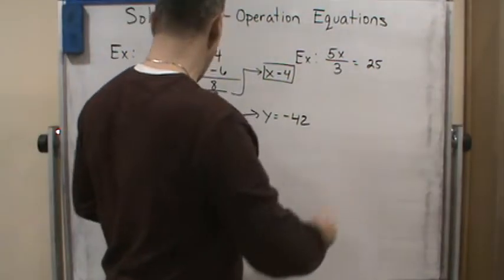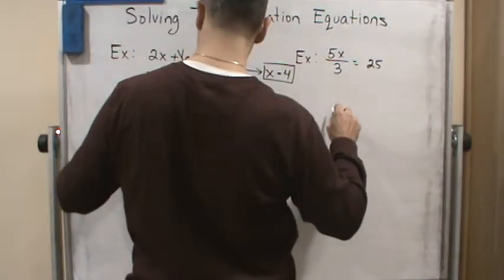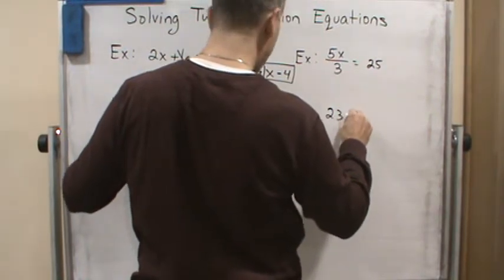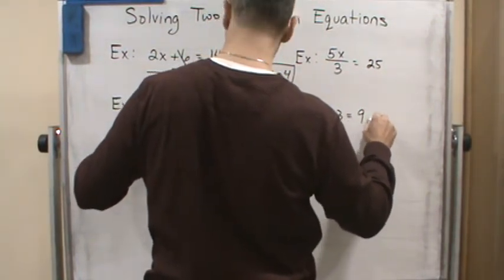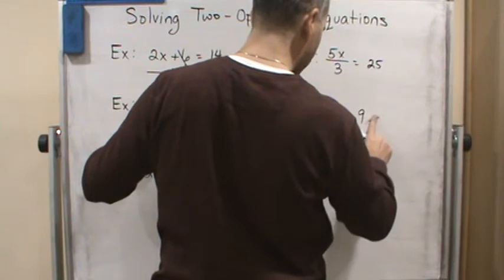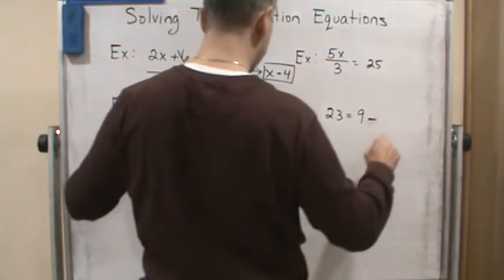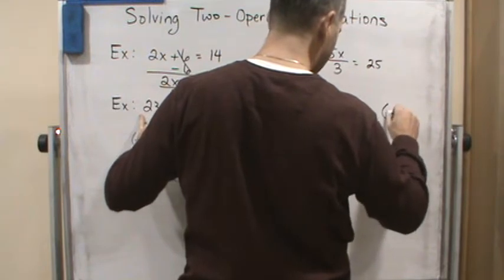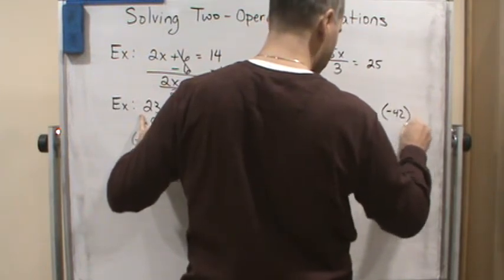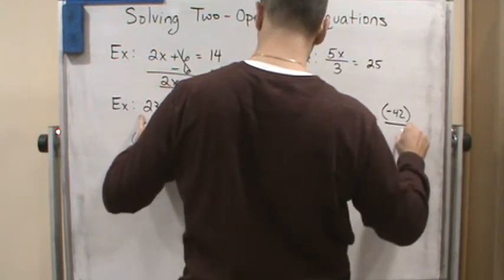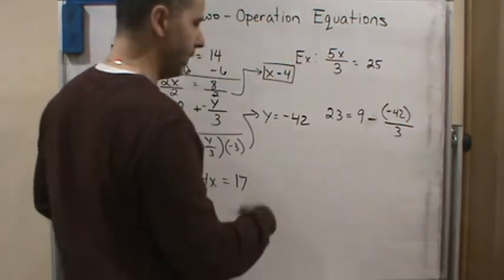I would write it out. If I were you, I would write it out. So just plug it in. 23 equals 9. And again, if you plug it back into the original equation, so it would be minus 9, negative 42 over 3.